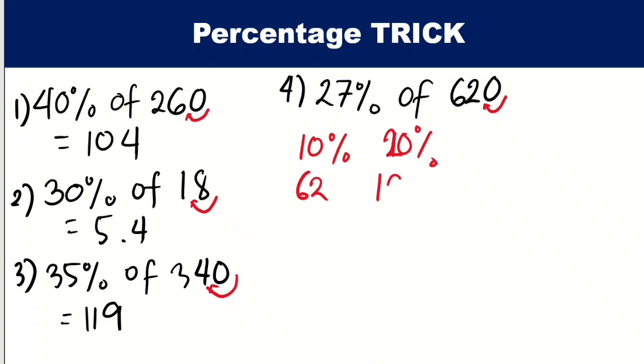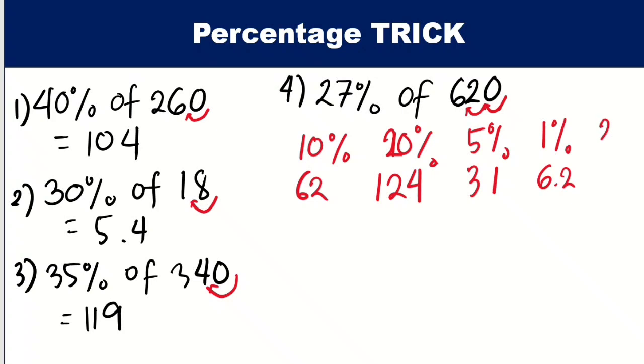that gives us 124. Next, 27 is simply 20% plus 5%. So 5% is just half of the 10%, which is 31. And then let's move to the 1% of the number. 1% of the number is simply moving the decimal 2 places to the left. So that means 1% is 6.2.